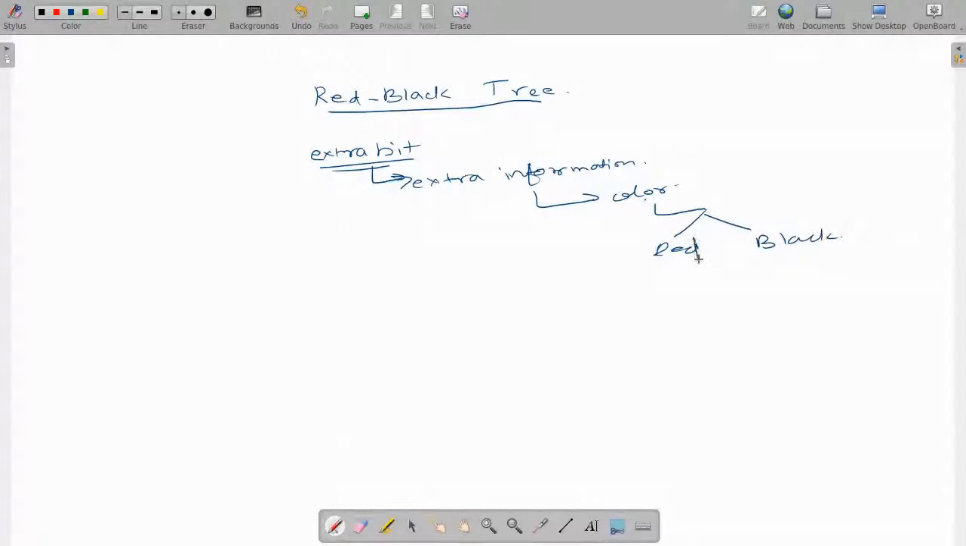That means the nodes store the data. Nodes are storing data in this case also. The tree is self-balancing itself, but the node has an extra bit, that is, what's the color of this particular node here.